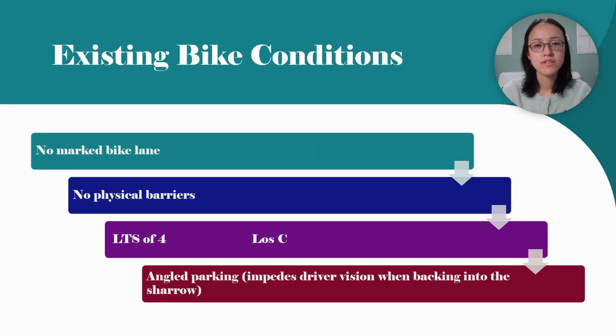Cyclists are currently forced to ride with no dedicated lane and no barriers or even painted lines to protect them. Drivers can also bump into bikers when backing out from the angled parking, since this makes it harder for them to see their surroundings. And under these conditions, we found that the level of traffic stress is 4 and bike level of service is C.